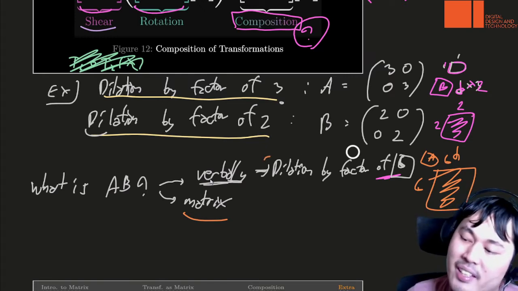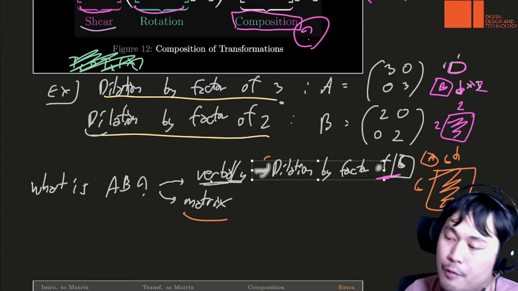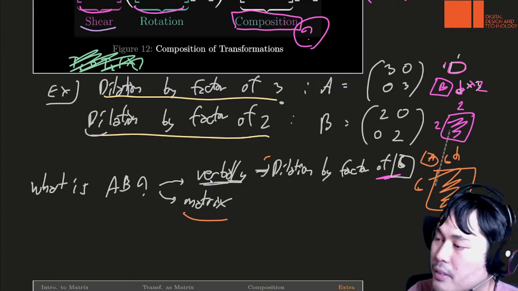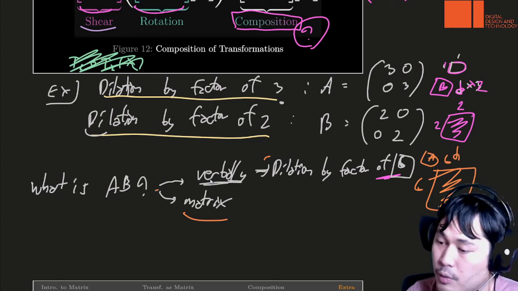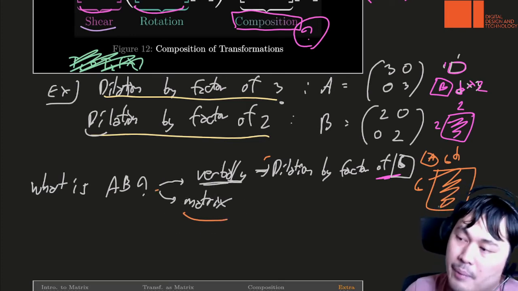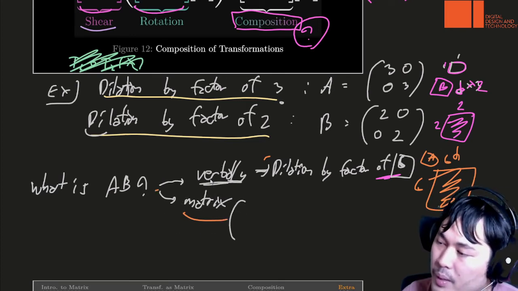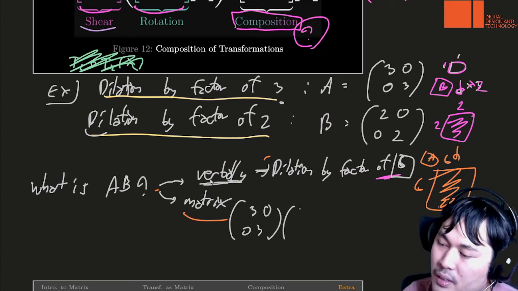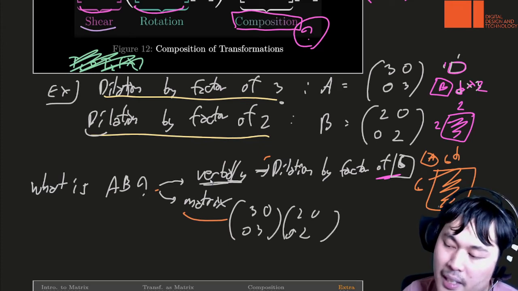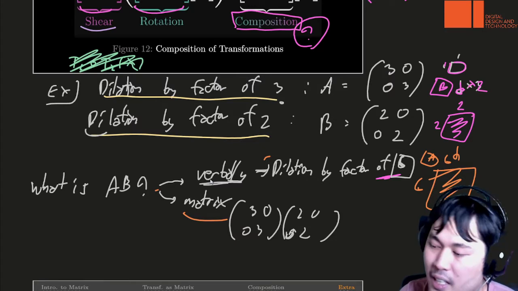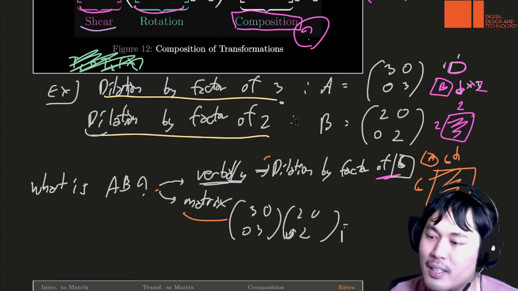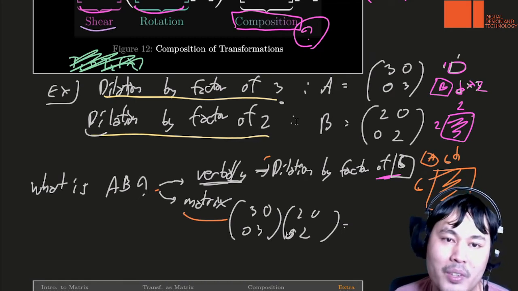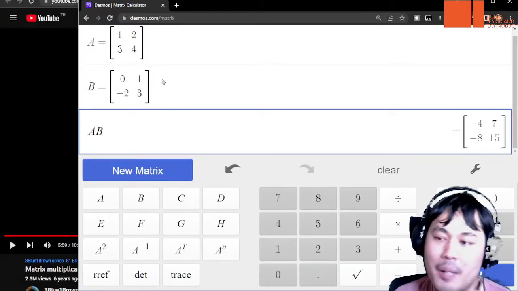But yeah, eventually the result is the relation by a factor of 6. The box is now 6 times larger. So that's the verbal. What about the matrix? The matrix is simply these two matrices combined, or multiplied together. And if you are patient enough, if you know some math, or if you have a tool, you are welcome to use this tool to help you.